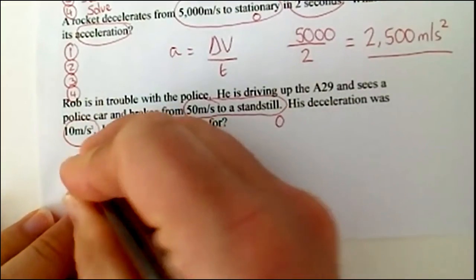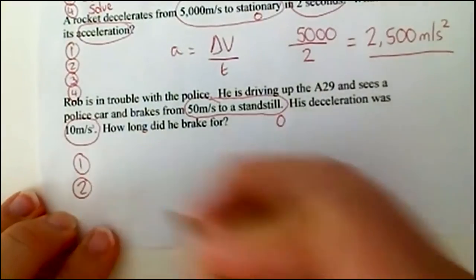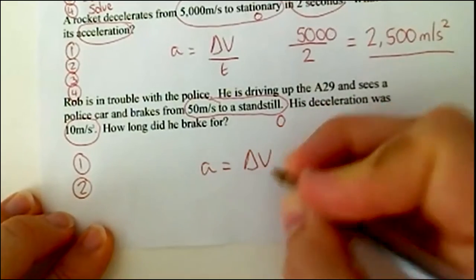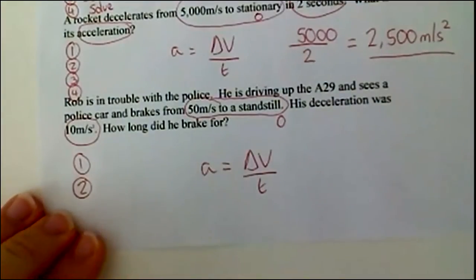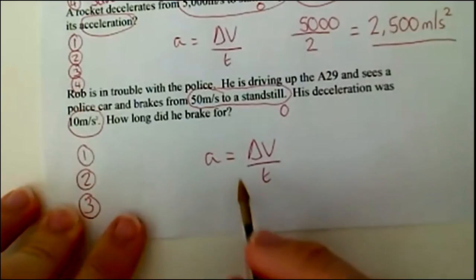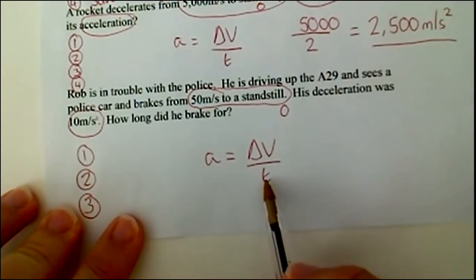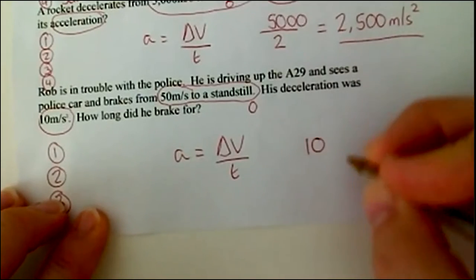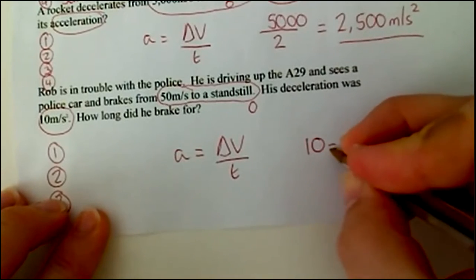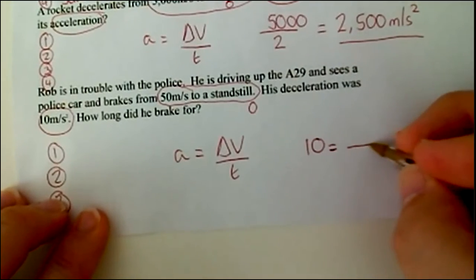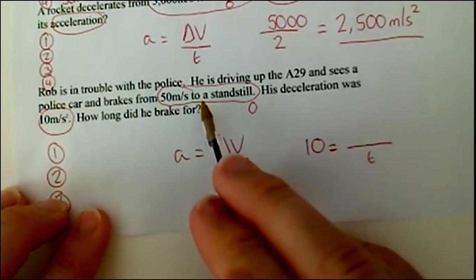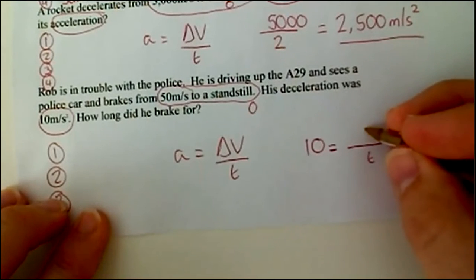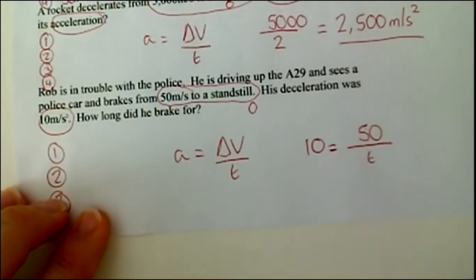So we've done step 1, we've bugged it. Step 2, again, write your equation out. So I know that my equation looks like that. Step 3, substitute. Now we haven't got time, but we do know the acceleration was 10, so we can put a is 10. We can also see that we don't have time, as I said, so t stays as the unknown. We can see 50 to a standstill, so 50 to 0. So therefore, the change is going to be 50.